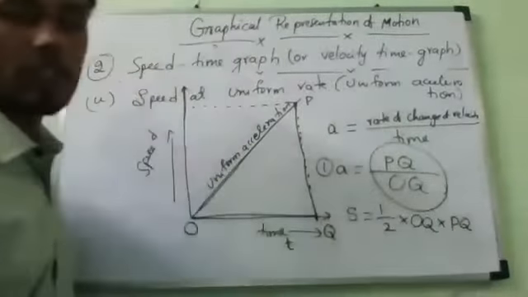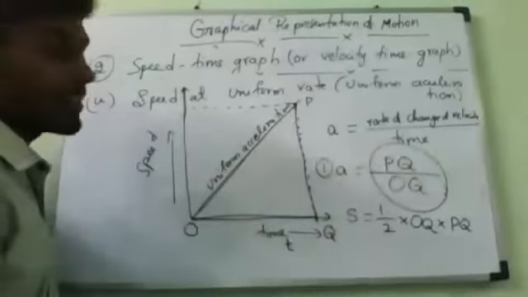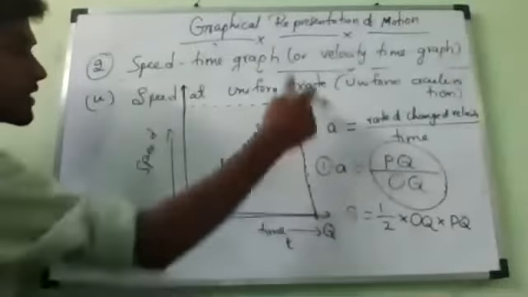That's all. Height is equal to what? Height is equal to PQ. But this PQ is equal to what? Because we are having a scale here. So PQ is equal to what?